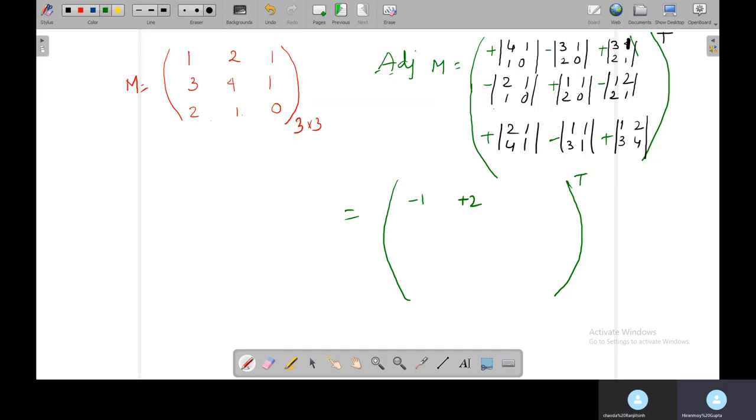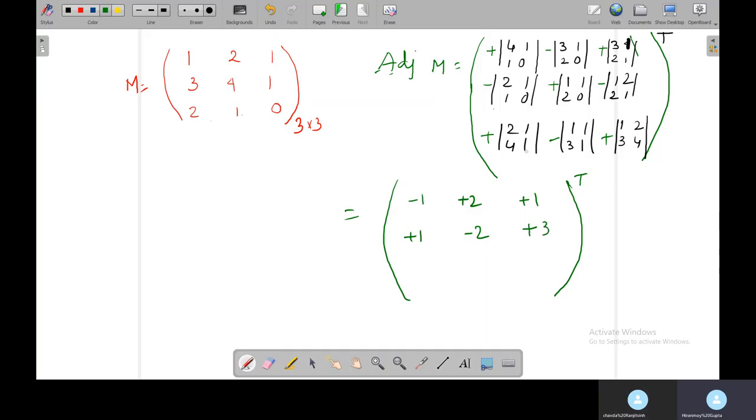3 ones are 3 minus 2 ones are 2, so 3 minus 2 is 1. So positive 1. Now 2 times 0 is 0, 1 times 1, negative 1. So 1 times 1 is 1 and negative 1 was there and negative is present, so it will be plus 1. Now 1 times 0 is 0, 2 times 1 is 2, so negative 2. 1 times 1 is 1, 2 times 2 is 4, so 1 minus 4 is negative 3. So it should be positive 3.